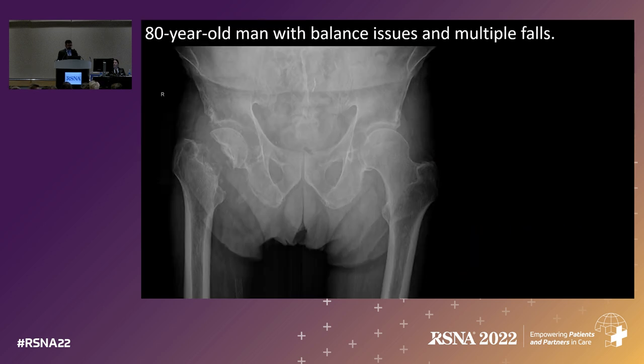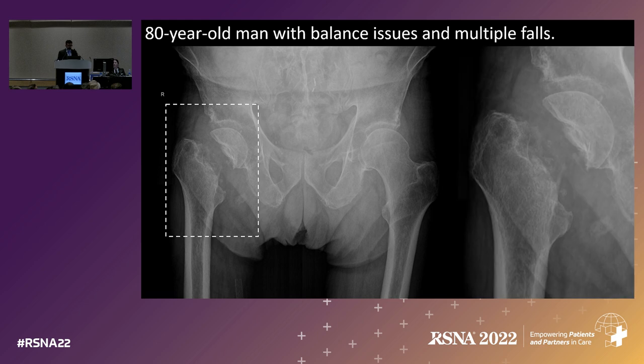And then the final case, this is an 80-year-old man with balance issues and multiple falls. And these were the images that he presented to our institution with. Let me just zoom in. And you can see this very nice clean cut through the femoral neck. There's no surgery in this patient. No dislocation, just this area of destruction through the femoral neck.